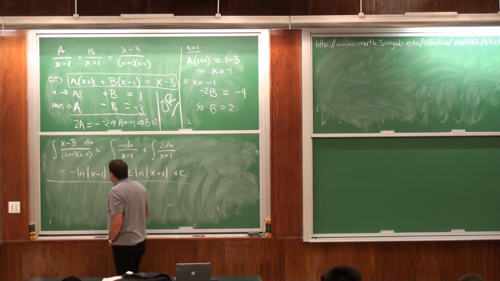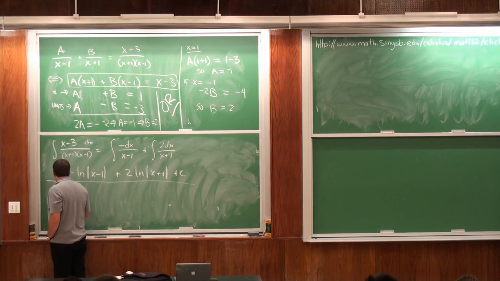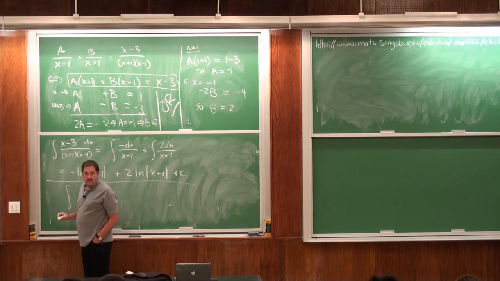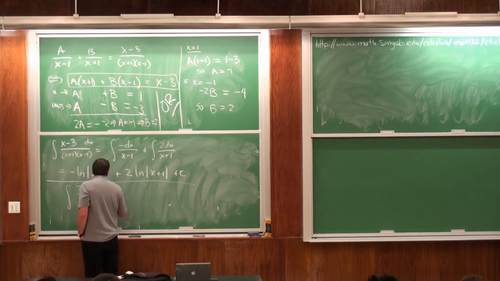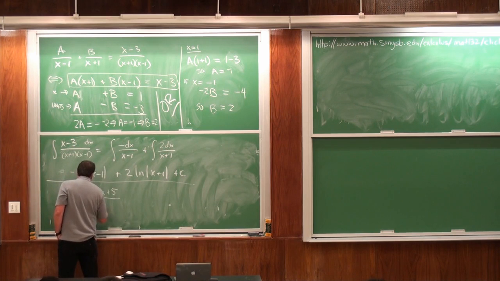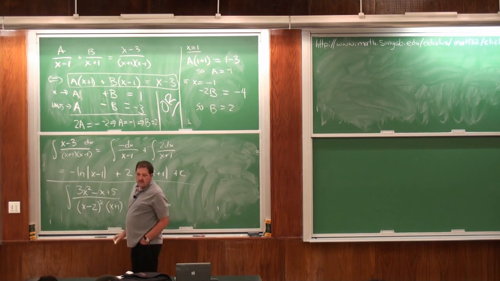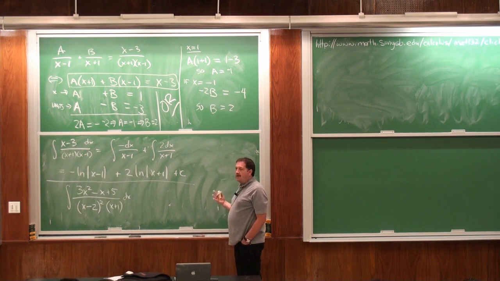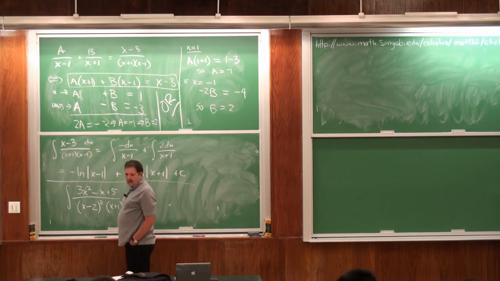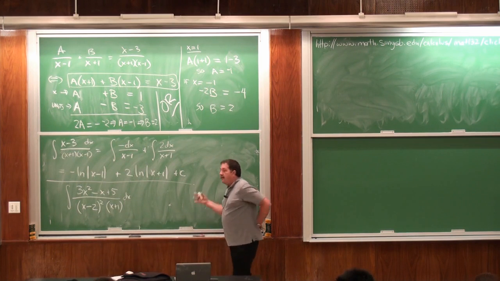So the problem here is, well, let me just do an example still. So say I have the integral of (3x squared minus x plus 5) over (x minus 2) squared times (x plus 1), and there's a dx here somewhere. And again, it should be pretty obvious that what I really want to do here is partial fractions. So now I want to be able to split this up.